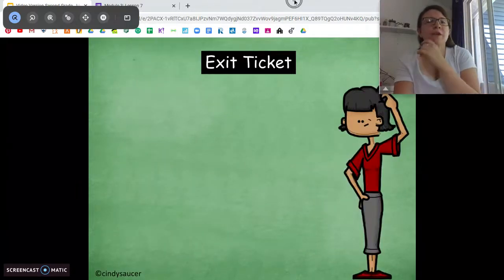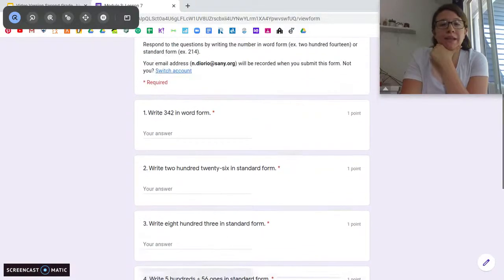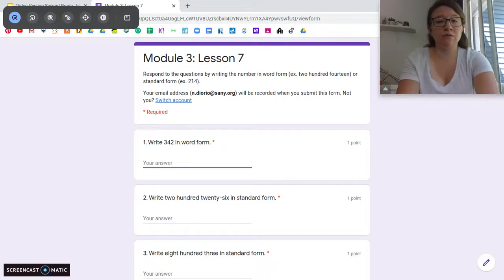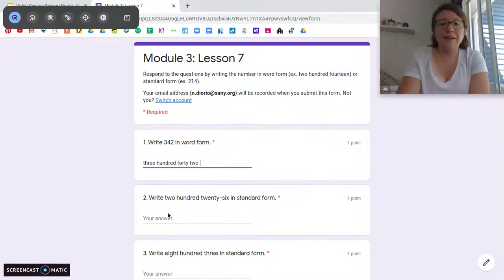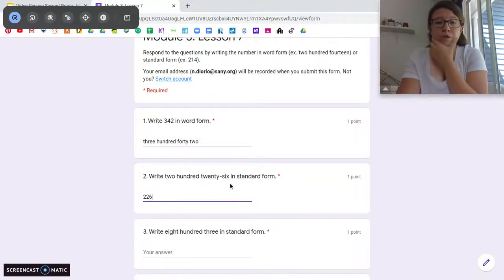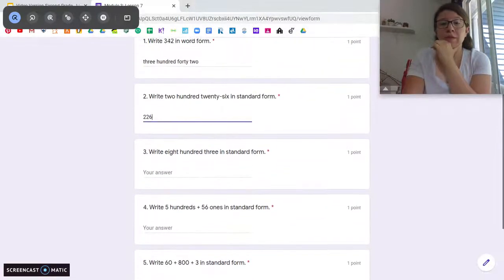All right. So for your exit ticket today, for your Google form today, you're going to be writing numbers in word form. Remember, word form is when you need to write it out. It says write 342 in word form. You write 342 out in words. And then standard form, you're going to read it just like we did, and you're going to write the number. So it says write 226 in standard form. Standard form is the number. You're going to write it like this. There's only 1 in word form. The rest of them are standard form.